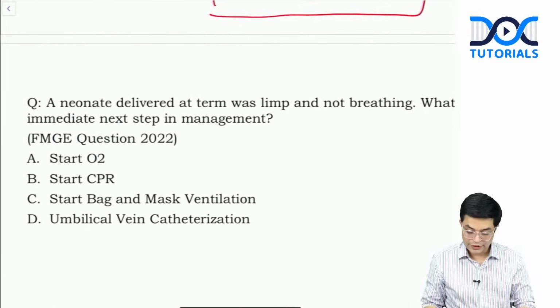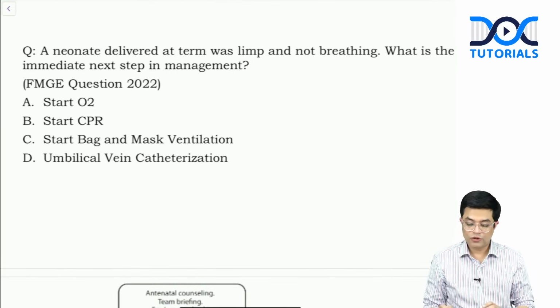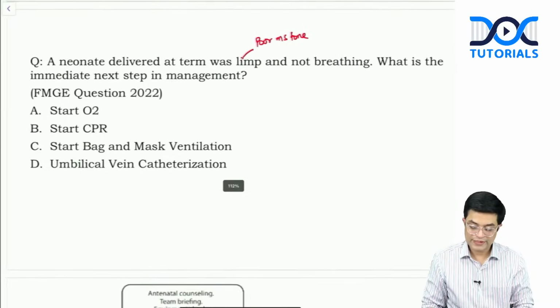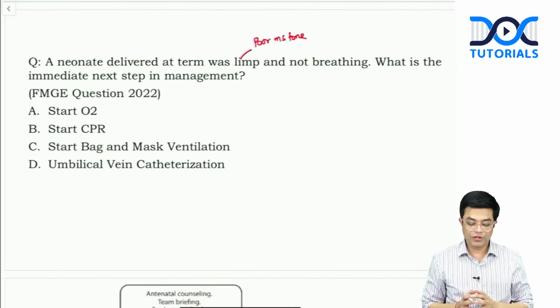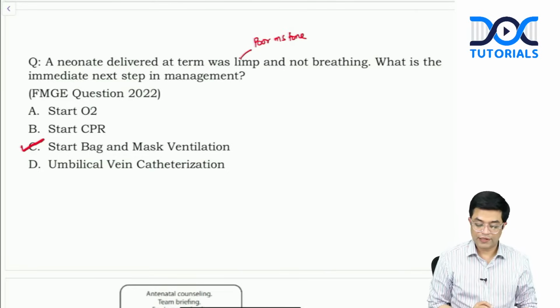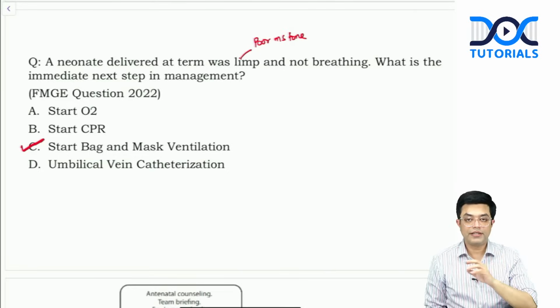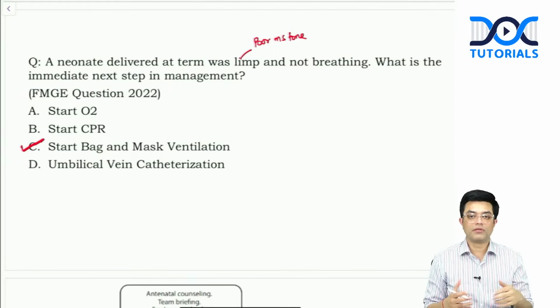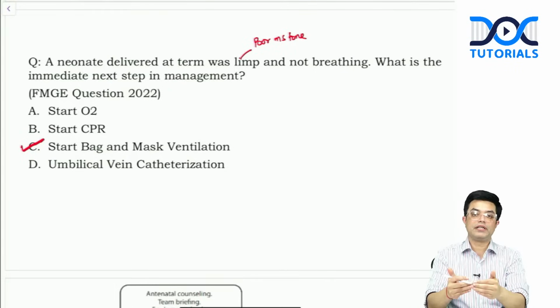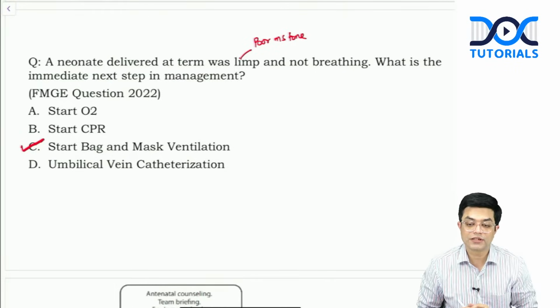Let's move further. Neonate delivered at term was limp and not breathing. Limp का मतलब होता है poor muscle tone, flaccid baby and not breathing. What is the immediate next step in management? FMG question 22. The answer to this question is start bag and mask ventilation. The word CPR is not used in newborn. Newborn में हम करते हैं neonatal resuscitation program NRP. उसमें सबसे इंपॉर्टेंट स्टेप होता है, if the newborn is not breathing, start with positive pressure ventilation which can be given by bag and mask ventilation.